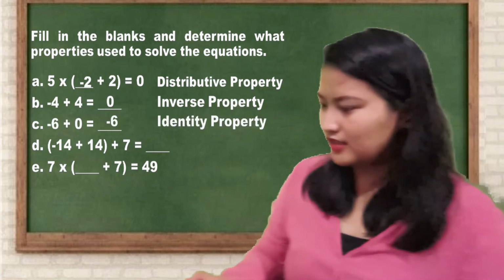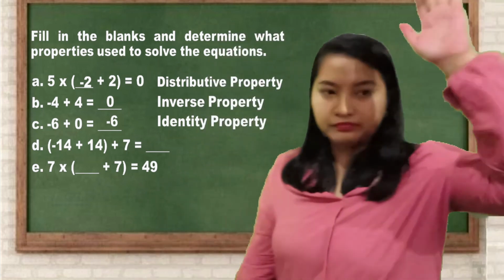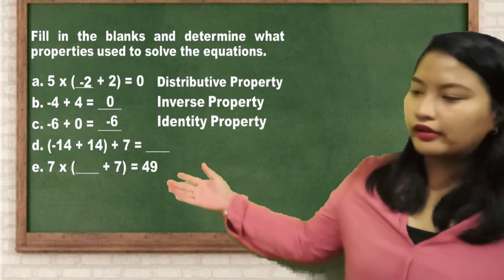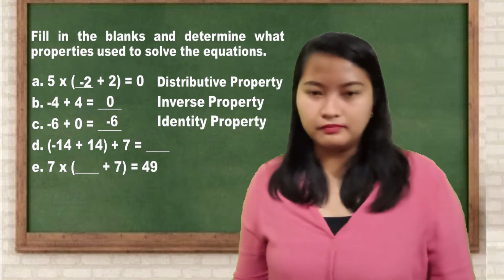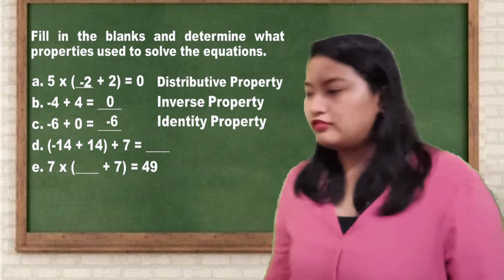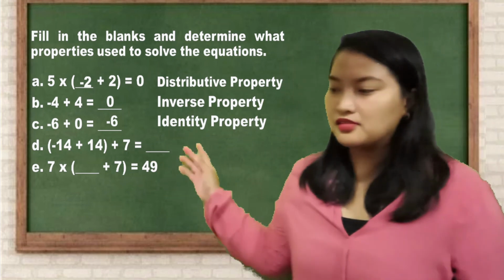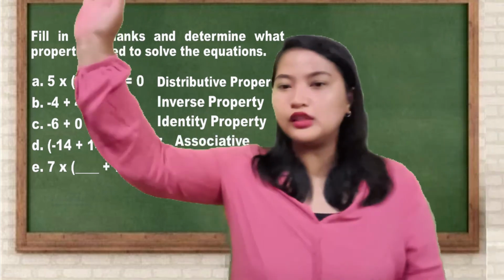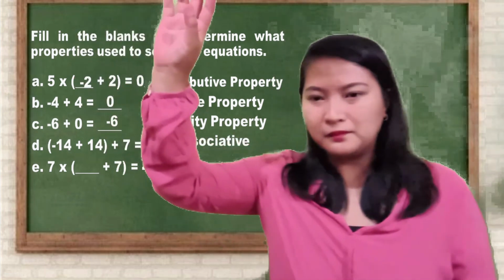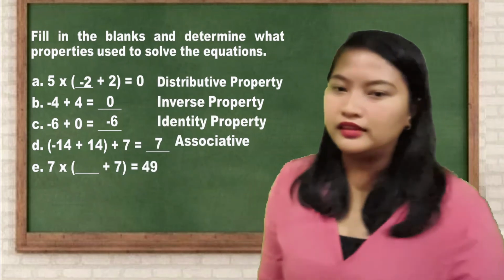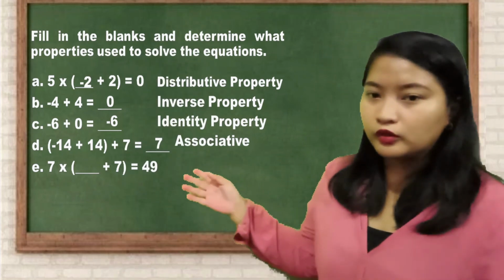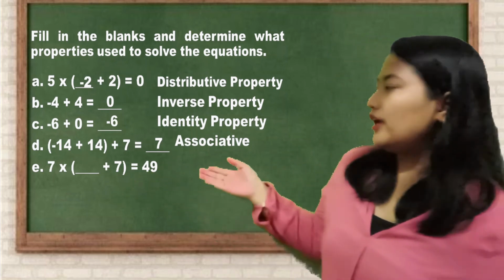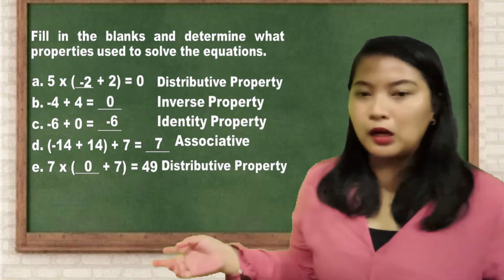I don't have any popsicle sticks. Okay, any volunteer? Okay, let's have Bella. Bella, what is the fourth item? Yes, Bella. Okay, very good. So the missing number is 7 and it is associative property. And the last one, last volunteer. Yes, Harold. Okay, excellent. The missing number is 0 and it is distributive property.